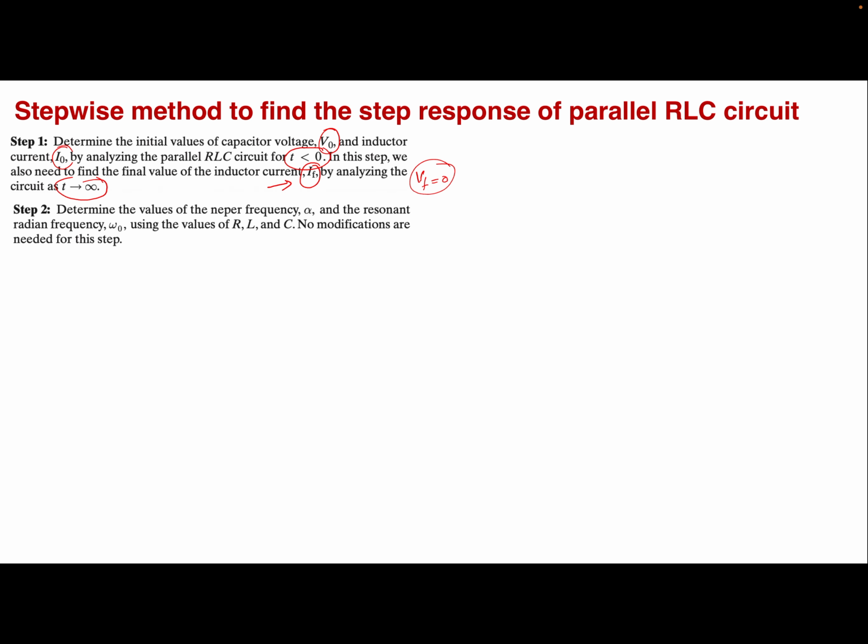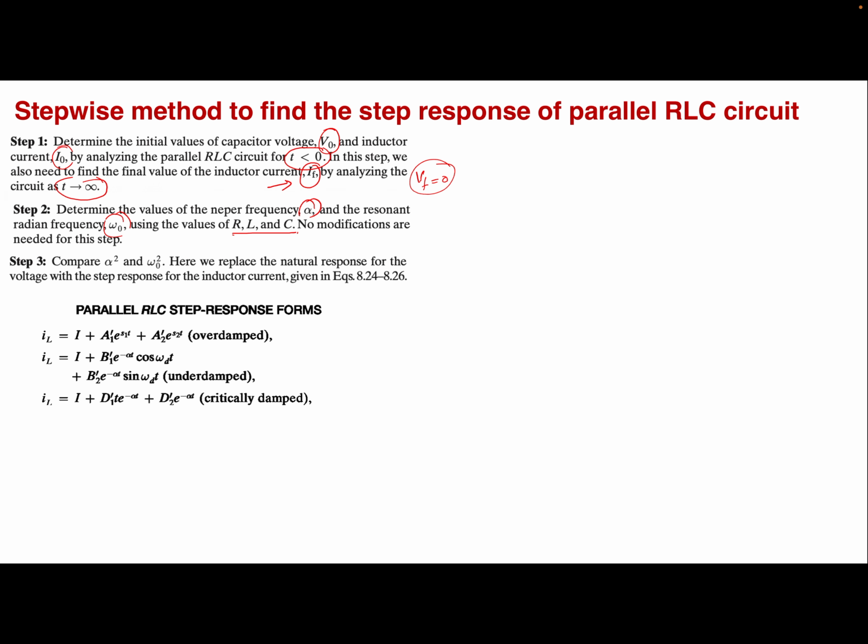In the second step, again, if we have the RLC values known, then we can easily find the value of omega naught and alpha. And then, depending on the nature of these alpha and omega naught values, we can have three responses. If your alpha is greater than omega naught, you get an overdamped response. If your alpha is less than omega naught, you get an underdamped response. And if they are similar, you get a critically damped response, right?